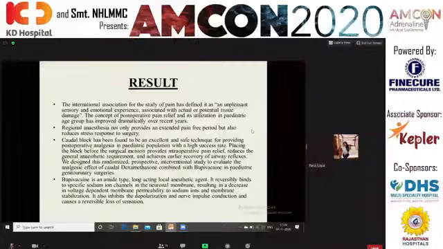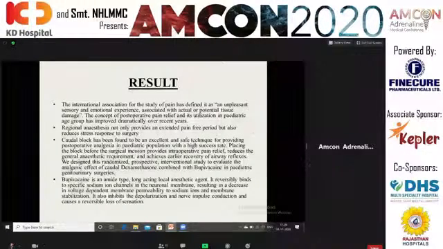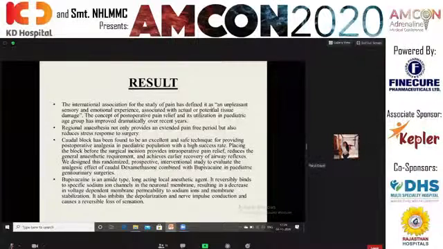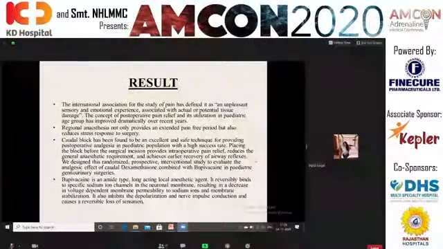Our drug, bupivacaine, is an amide long-acting anesthetic agent. It blocks sodium channels in the neural membrane, resulting in voltage-dependent membrane permeability. It also inhibits depolarization and causes reversible loss of sensation. Next slide.